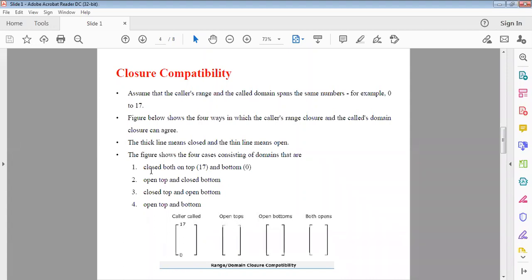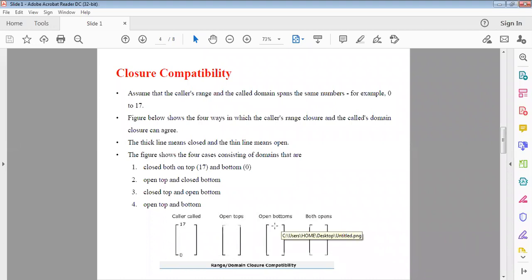So these are the four ways that can represent closure compatibility. The first one is closed both on top and bottom. See, both top and bottom, for caller as well as called, are closed with the thick line. Coming to the second way, open top and closed bottom: the closed bottoms are in thick lines, whereas the open tops are in thin lines. This is another way of representing closure compatibility. And the third one is closed top and open bottom.